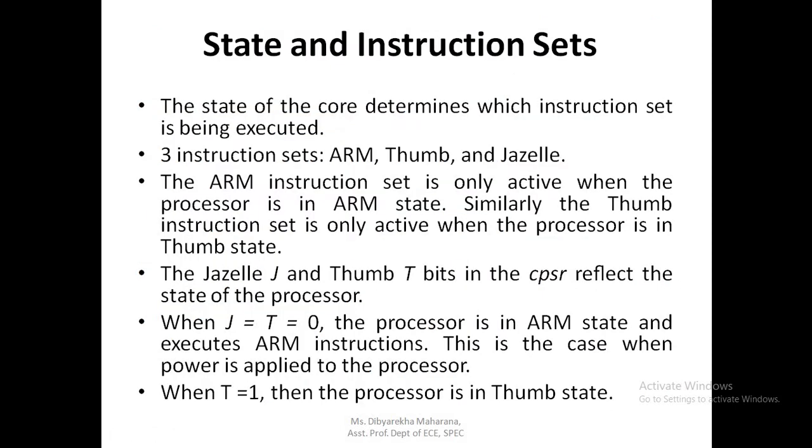Then the state and instruction sets. The state of the core determines which instruction set is being used. There are 3 instruction sets: ARM, Thumb and Jazelle. The ARM instruction set is only active when the processor is in ARM state. Similarly, the Thumb instruction set is only active when the processor is in Thumb state. The J and T bits in the current program status register reflect the state of the processor. When J equals 0 and T equals 0, the processor is in ARM state and executes ARM instructions. This is the case when power is applied to the processor. When T equals 1, the processor is in Thumb state.